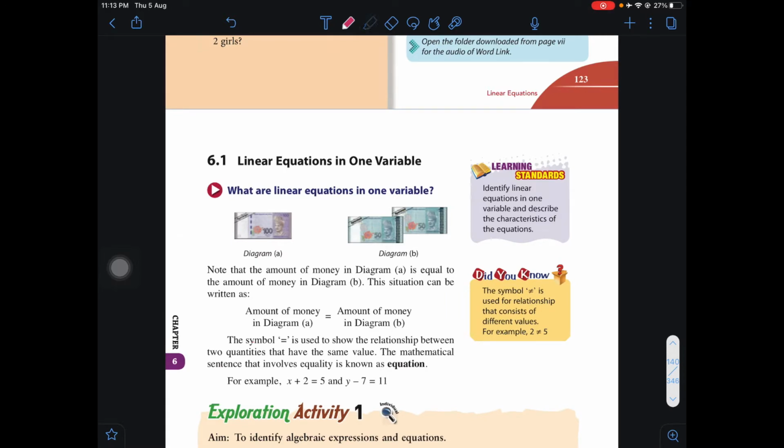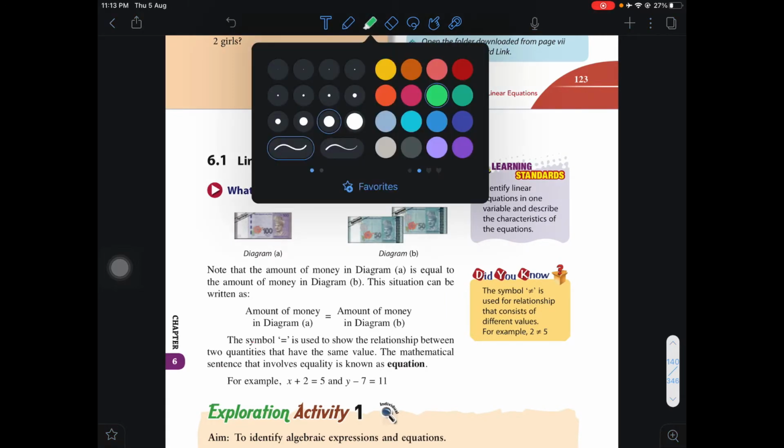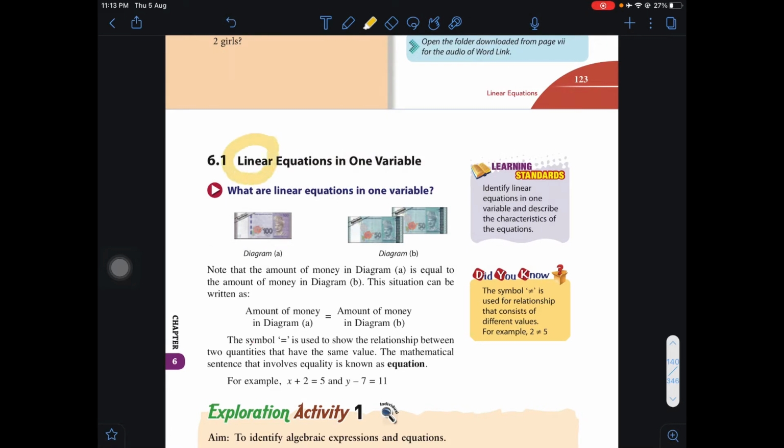There are three terms that you need to know. Firstly, linear, equation, and one variable. Three different things: linear, equation, one variable. I'll explain one by one. So, linear equation in one variable.